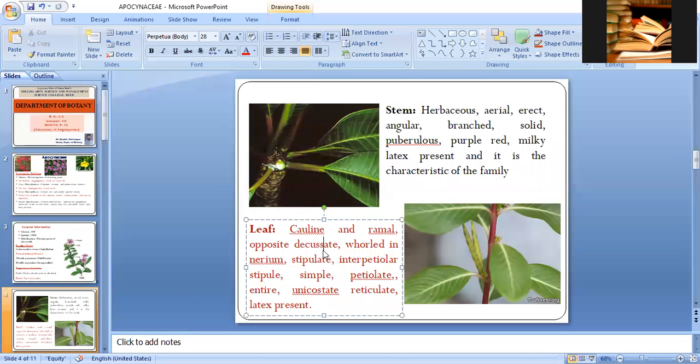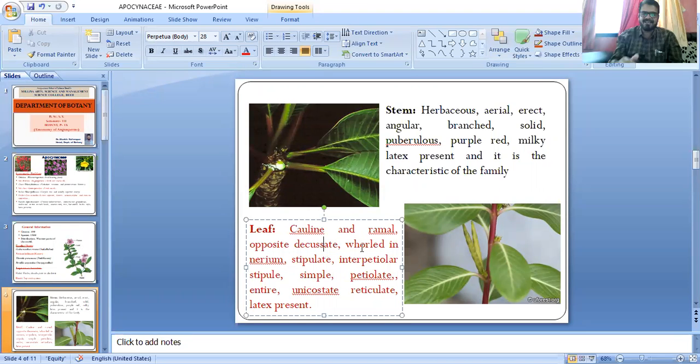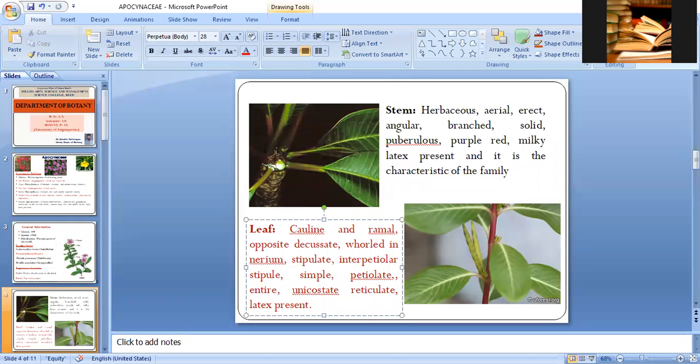Yes, but in some cases the phyllotaxy is whorled. What is whorled phyllotaxy? For example, Nerium. In some cases, whorled phyllotaxy, that is in Nerium, है ना? तो क्या है whorled phyllotaxy बोले तो क्या? Phyllotaxy means arrangement of leaves, but what is the whorled phyllotaxy?